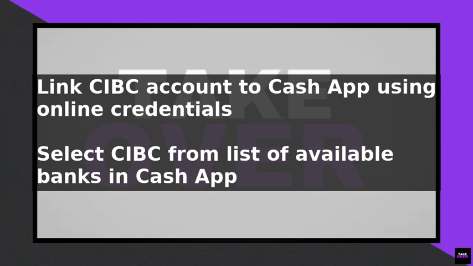Once your accounts are linked, you can initiate a transfer. To do this, open the Cash App and tap on the Banking tab. Then, tap on Add Cash and select the amount you want to transfer from your CIBC account. Confirm the transfer details and tap on Add.